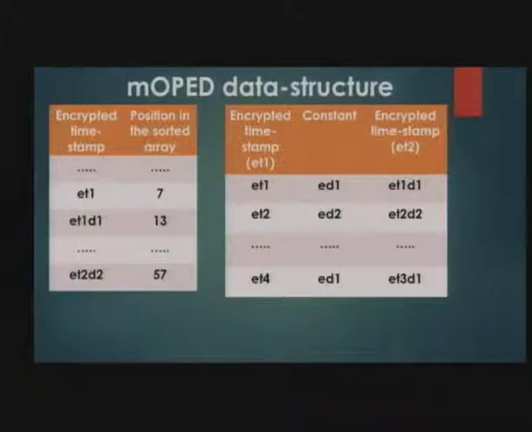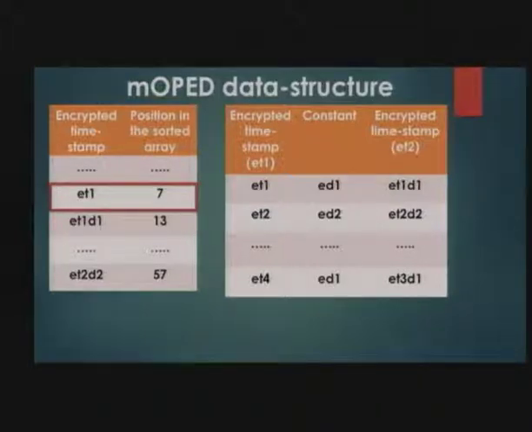The data structure looks something like this. It's not very difficult to understand what it does. There are other supporting data structures, but these two are very simple. The first one says ET1, 7. ET1 is an encrypted time, and you can view this as a hash table where the key is the encrypted timestamp. Now, the value 7, what does that mean?